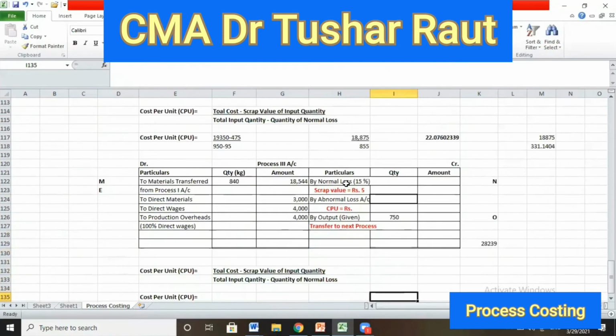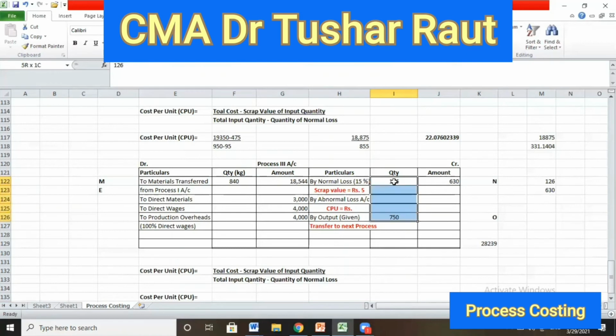So we'll calculate 15% on 840. So here 840 multiplied by 15% will be 126, and 126 will be multiplied with rupees 5. It will be 630 rupees for scrap value of normal loss. Then output is given 750. Then we need to tally the quantity column.